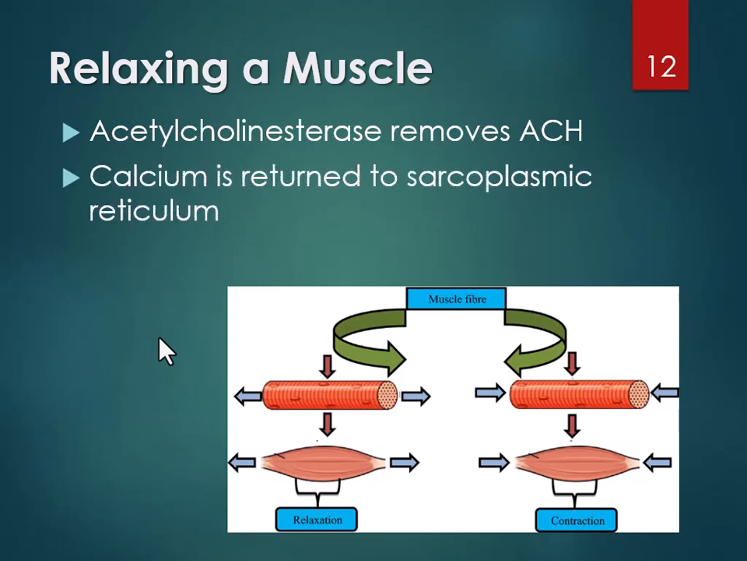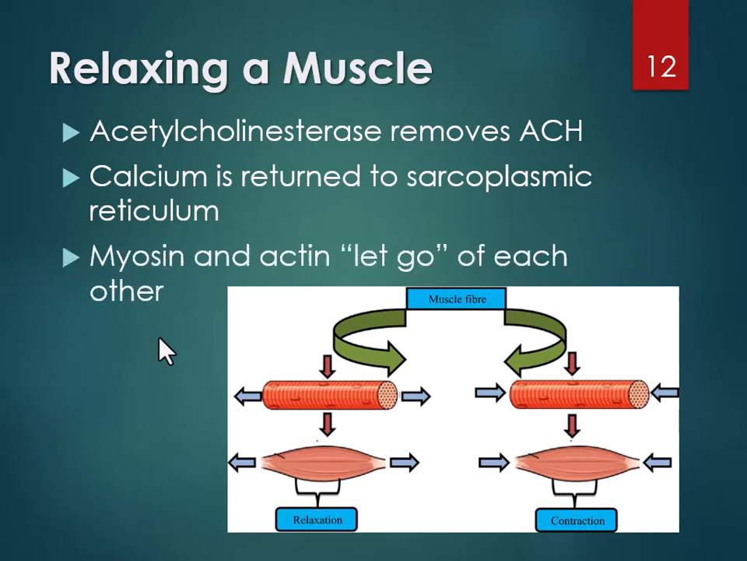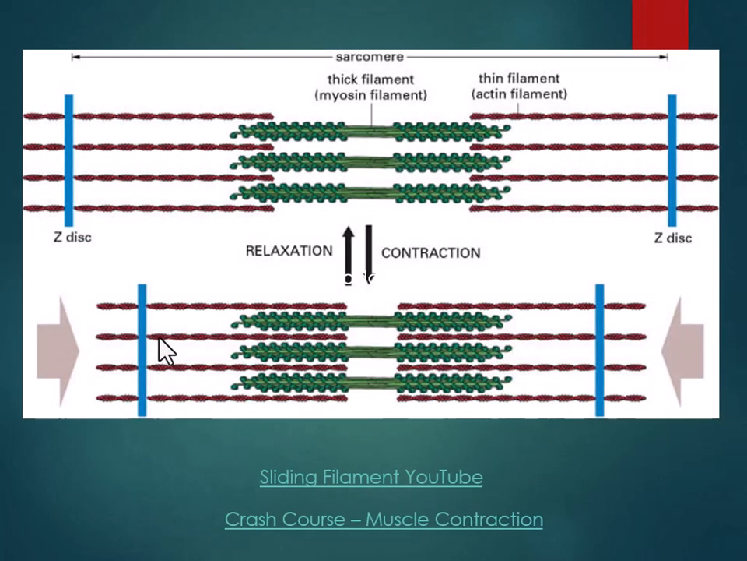You also need to return the calcium into the sarcoplasmic reticulum. That's an active transport process. Again, it requires ATP. And the myosin and actin let go and the muscle fiber relaxes. Okay, you can see that in this picture as well. The top one is relaxed, the bottom one is contracted.